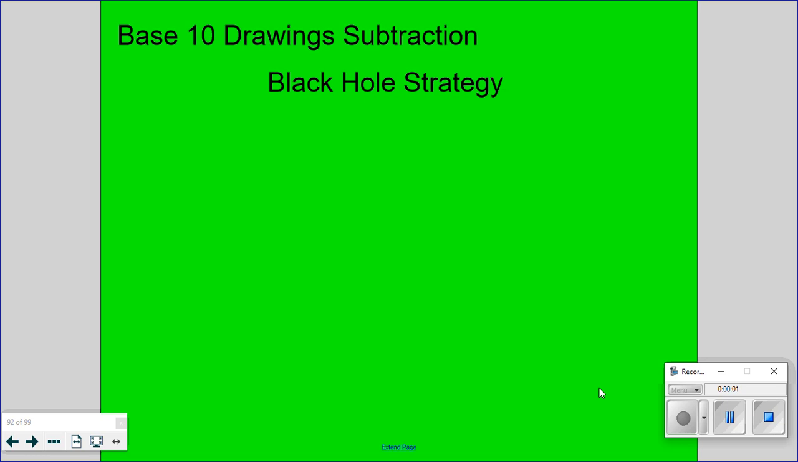Right, crew. These last 2 days we've been looking at subtraction on a number line. We've been reading subtraction as being takeaway. We've also been reading subtraction as the distance between two numbers.